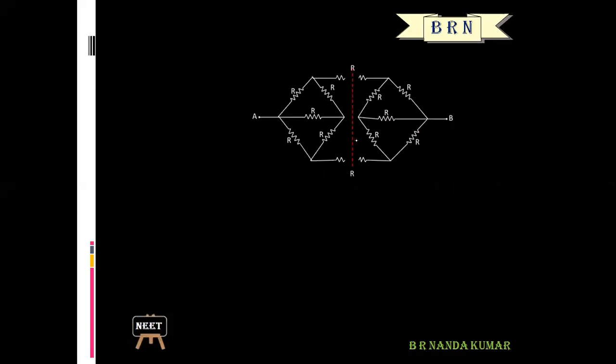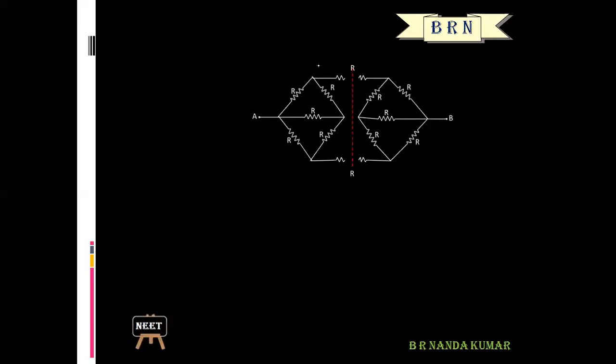So this is the left part of the circuit. This one is the right part of the circuit. First we have to find the effective resistance of the left part. The effective resistance of the right part is also the same because both are identical. Suppose R1 is the effective resistance of the left part and R2 is the effective resistance of the right part. So R1 is exactly equal to R2.